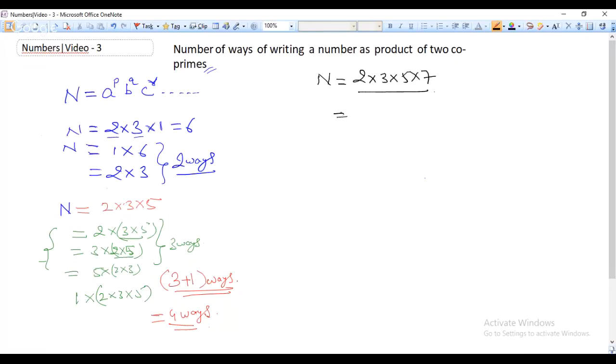So that can be done in how many ways? Taking three numbers together, we can take one number as one entity and these three numbers as another entity. We can do that in four ways, right? And taking two numbers at a time.